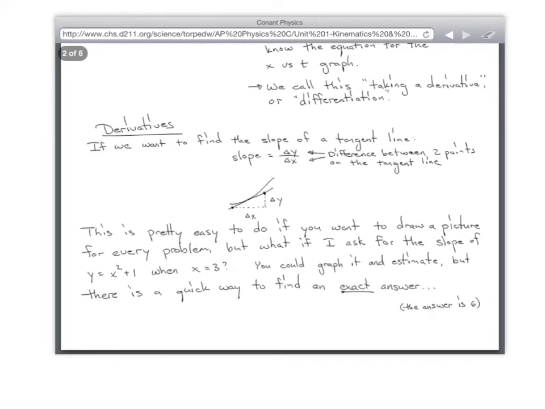All right, so doing a whole bunch of tangent lines, okay, that's a big pain in the neck. But we know if we want to find the slope of a curve, we just have to draw a tangent line and do the slope of that tangent line. Okay. Moving on. You guys all know this stuff.